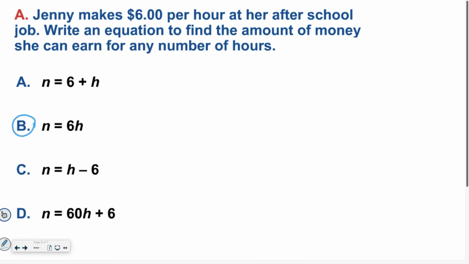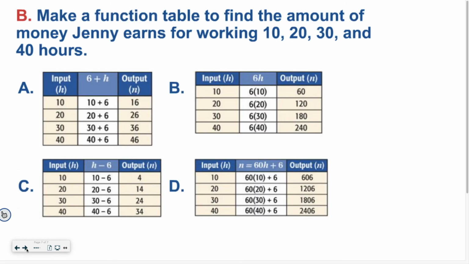Hopefully you figured out that the answer was letter B, n equals 6h, right? You would have to multiply the number of hours times how much she makes each hour to get her total. Now, make a function table to find the amount of money Jenny earns for working 10, 20, 30, and 40 hours. Good luck.